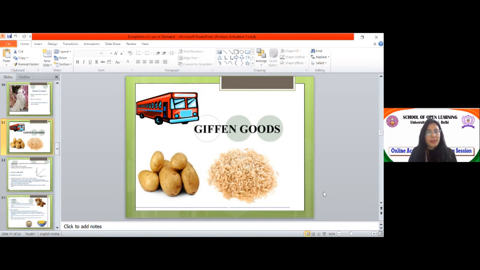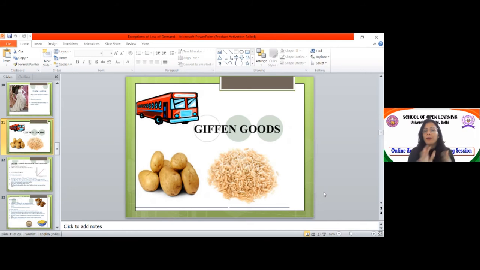Now we will talk about Giffen goods. Giffen goods means public transport, potato, low quality cereal or low quality rice. What are Giffen goods? Whenever our income increases, our demand for these goods decreases. If our income is increasing, we will try to take a cab. We will not go by bus. We will not consume much potato. We will consume more cheese or something else, and we will purchase better quality cereal.